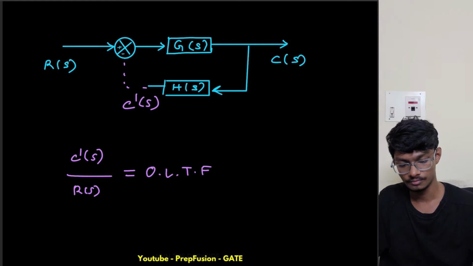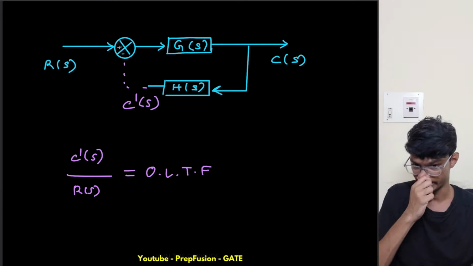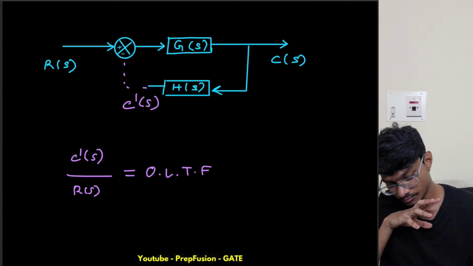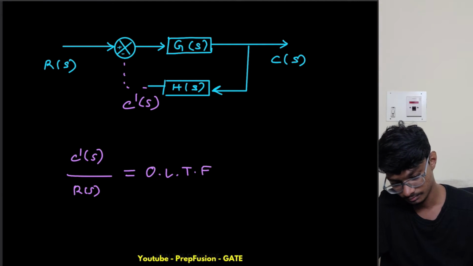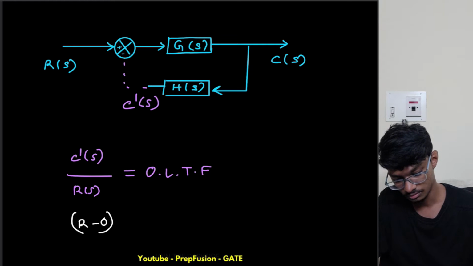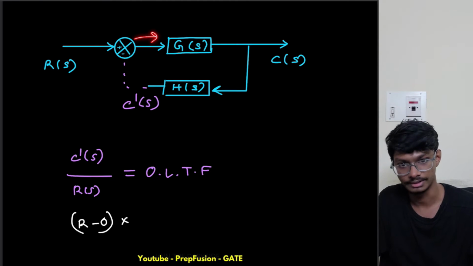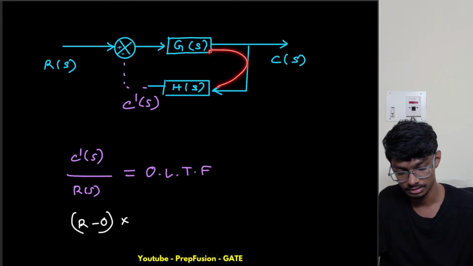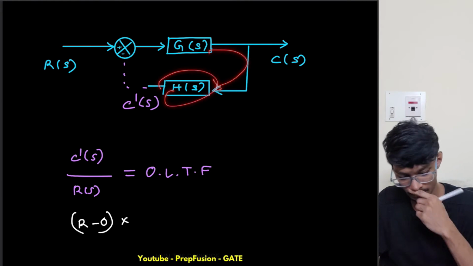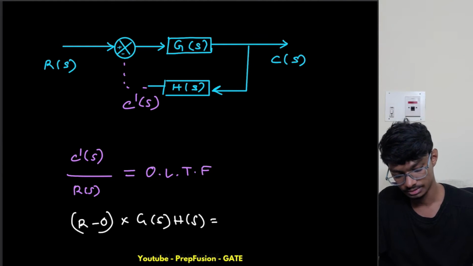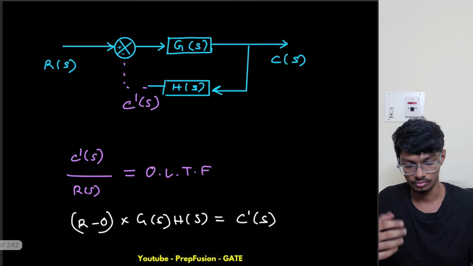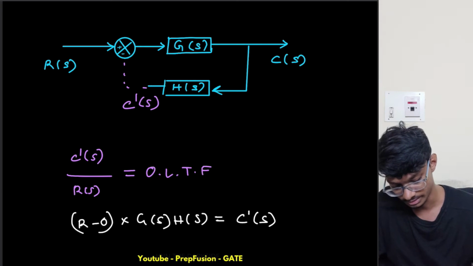Okay, so how to find this? Basically, what is coming here, this is broken, right? Nothing is coming over here, so this is 0 only. So r minus 0 times, like this is going multiplied, right? So this is times the gain block g of s, then this is coming here into h of s. So g of s into h of s equals this c dash of s. Okay, so now we can find the ratio of r and this. I should write this as r of s actually.